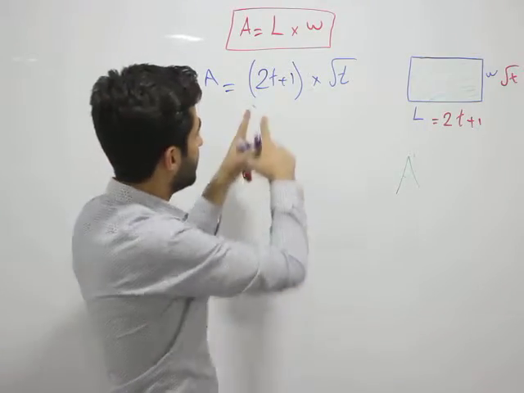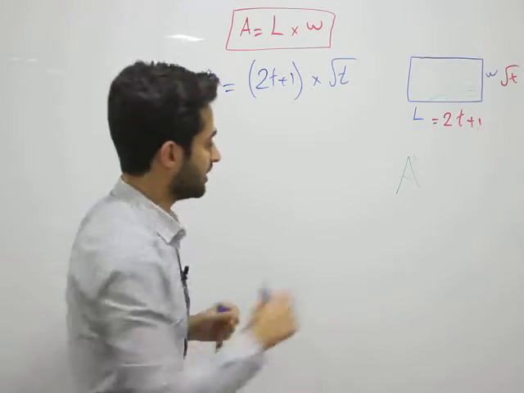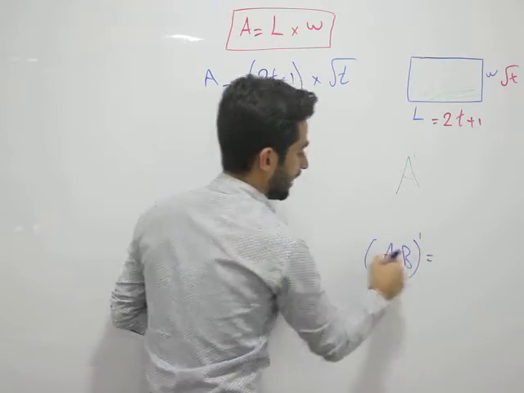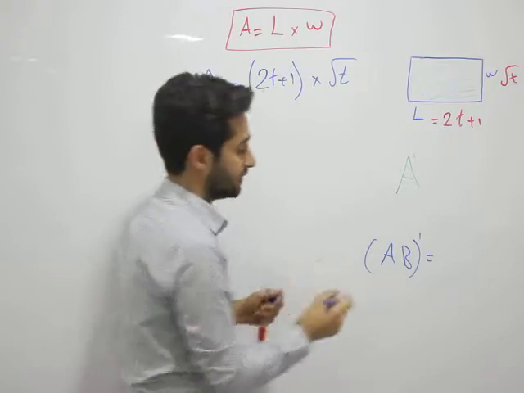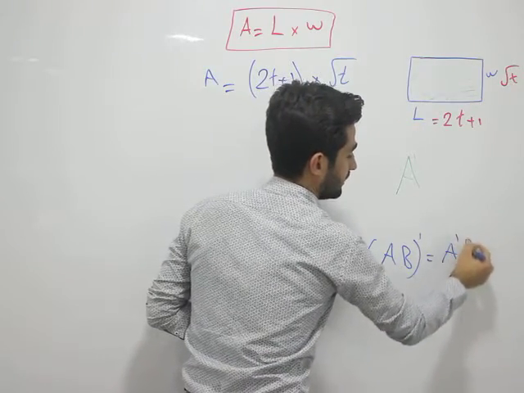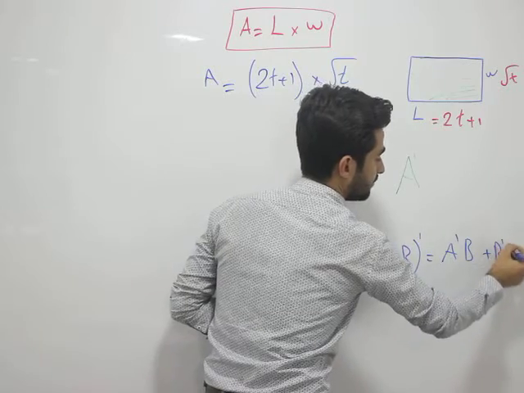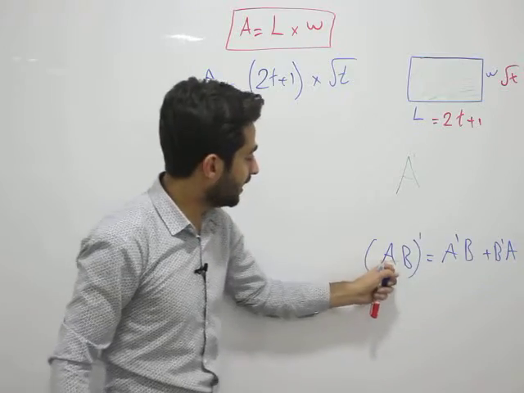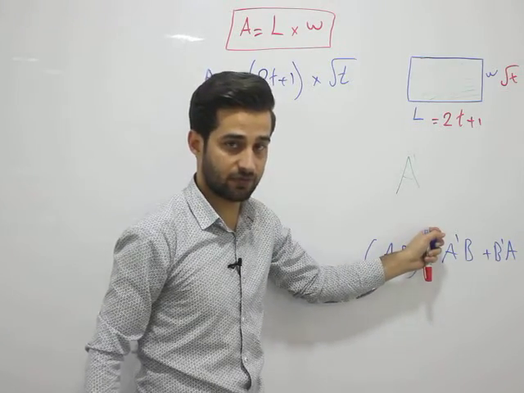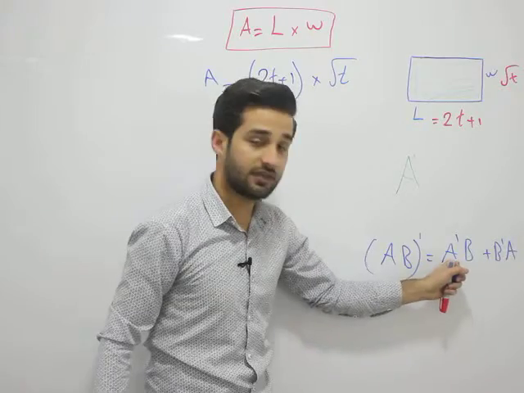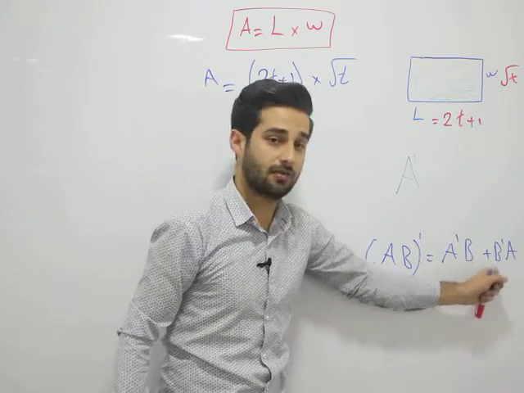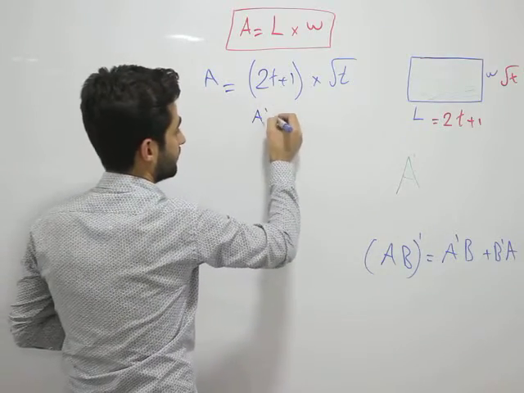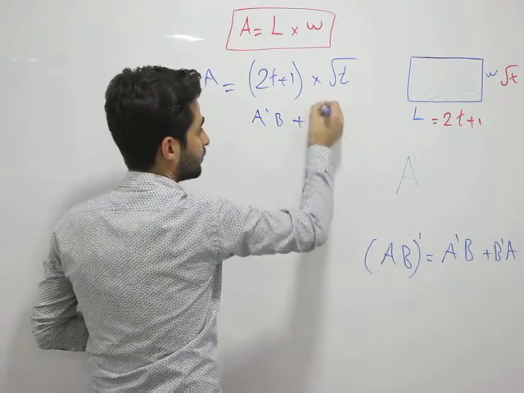Now, how can I find the derivative of this? Do you remember that? A multiply B. If we have two functions, how can I find the derivative? A prime B plus B prime A. Or we can say f and g. Derivative of f times g, it will be what? Derivative of first one multiply second plus derivative of second multiply first one. Let's write this. A prime B plus B prime A.